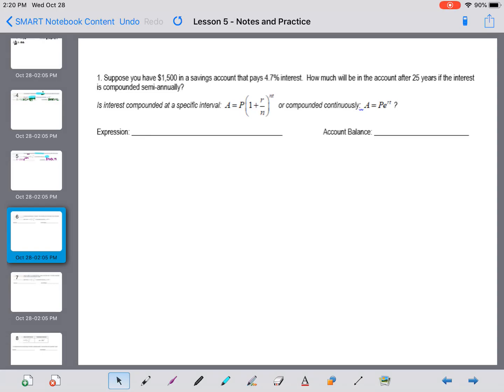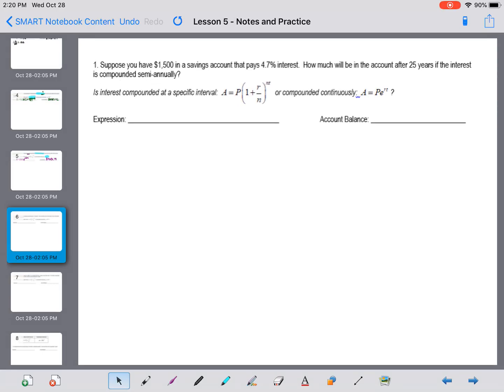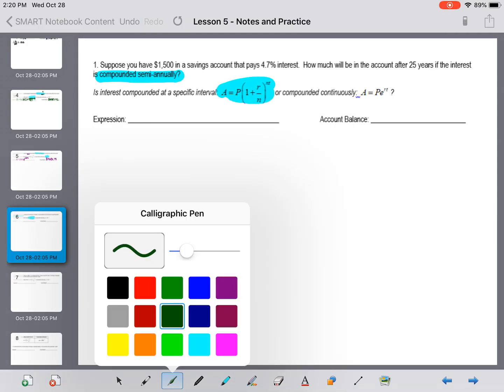We take a look at number 1. It says, suppose you have $1,500 in a savings account that pays 4.7% interest. How much will be in the account after 25 years if the interest is compounded semi-annually? That gave us a specific interval, so we are using the first equation.